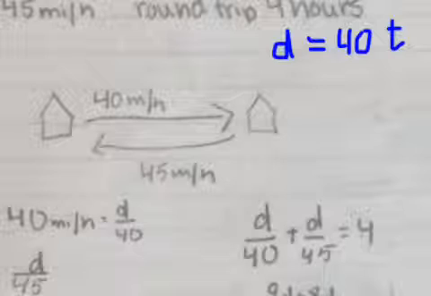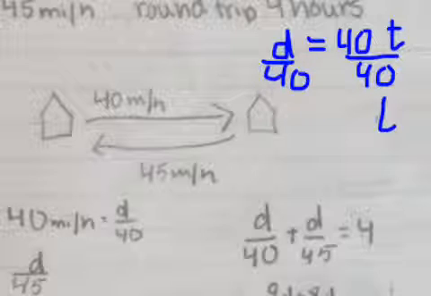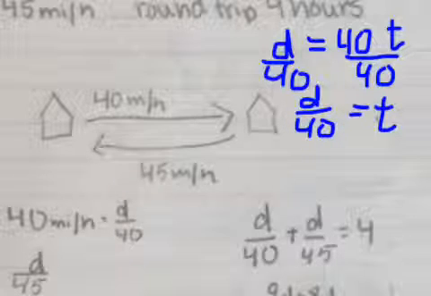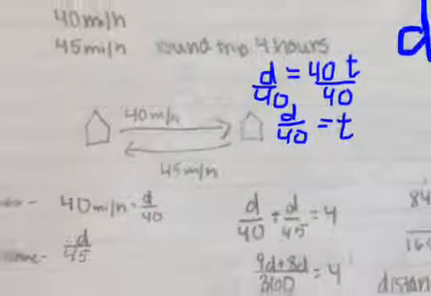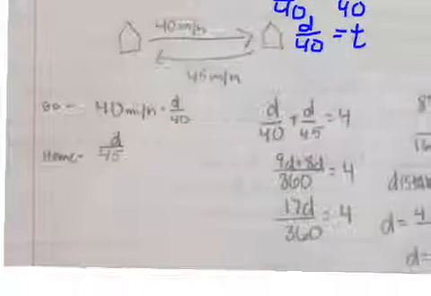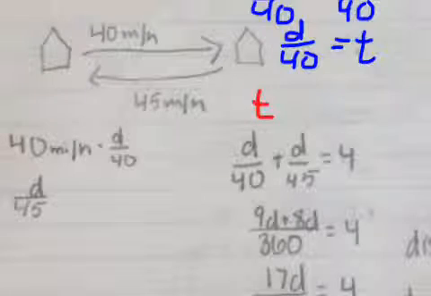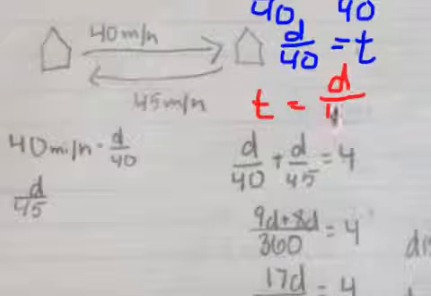If we were to solve for t, we would divide both sides by 40. So then t, the time to get there, would be the distance traveled divided by 40. Alternatively, the time to get back would be pretty much the same thing, except t equals that same distance, because they both traveled the same distance, divided by 45.